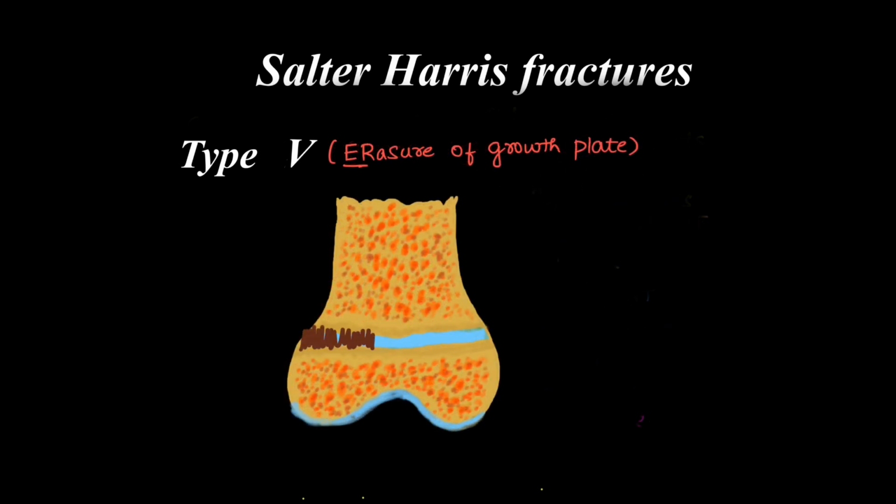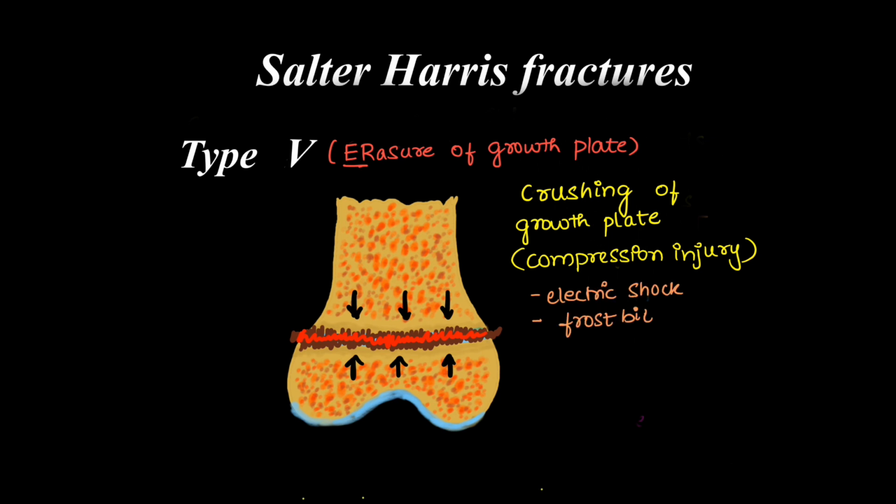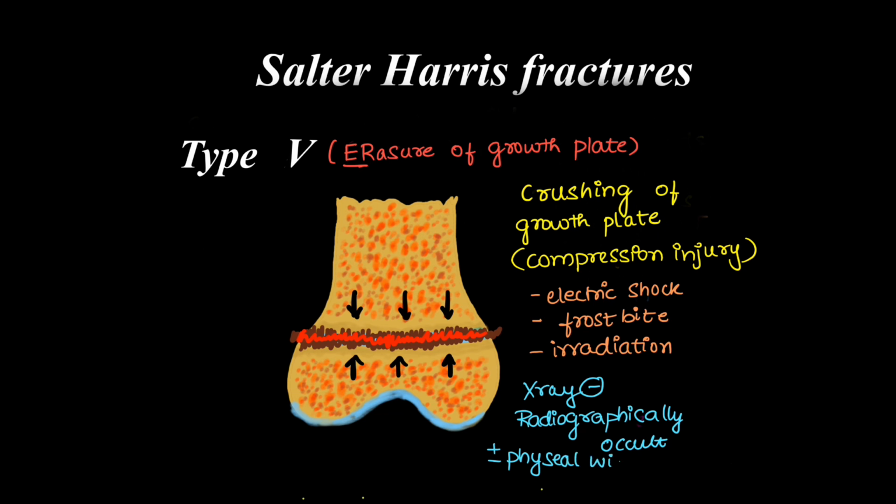Then we have the fifth type or erasure type, remember ER for the mnemonic sake, in which the injury is caused by crush injuries at the physis as a result of compressive forces, and it causes erasure of the growth plate or complete injury of the growth plate. Happens in electric shocks, frostbites, irradiation cases. On X-ray, it may not be seen, so it's radiographically occult. There can be physeal widening on X-ray.